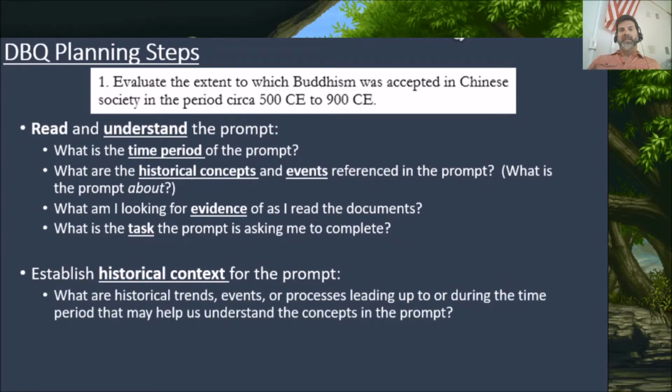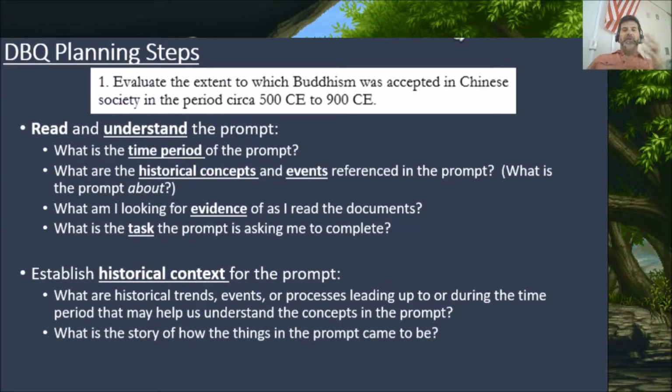So when we say historical context, this means what are historical trends, events, or processes leading up to, or during the time period, that are relevant to the concepts in the prompt, that may help us understand them. So this is something that you can think of over the course of the DBQ as you're reading the documents and trying to think about what is going on specifically around them. But ideally, you should get this out of the way right up front. Now, if you blank a little bit on brainstorming context, don't sweat it, move on, and then as you're reading the documents, you may find that your memory gets triggered by something you read to bring in as context.